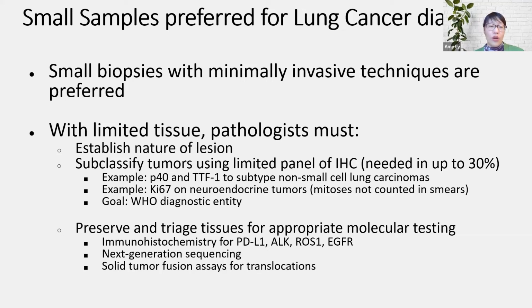And all the while, we are very interested to preserve and triage tissues for appropriate testing. So we have PD-L1, ALK, ROS, and EGFR immunohistochemistry that can be performed, but also next generation sequencing and solid tumor fusion assays are often performed to further refine a diagnosis. And we're all trying to do this with a limited tissue sample.